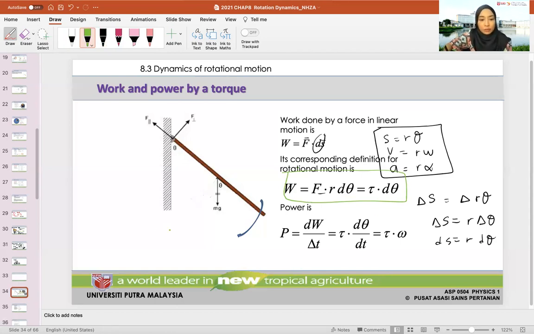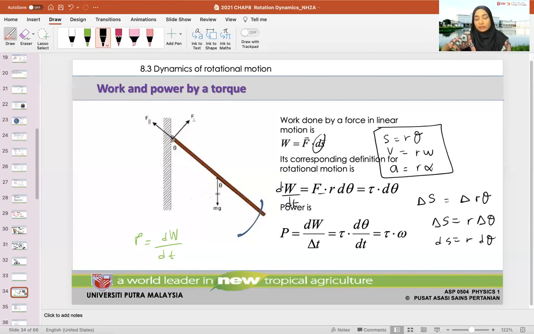And then you know that the rate of work, dW/dt, is power, or work over time is power, right? So if I have work and I want to find out the rate of work, or in other words, power, I put in my dt here: dW/dt.